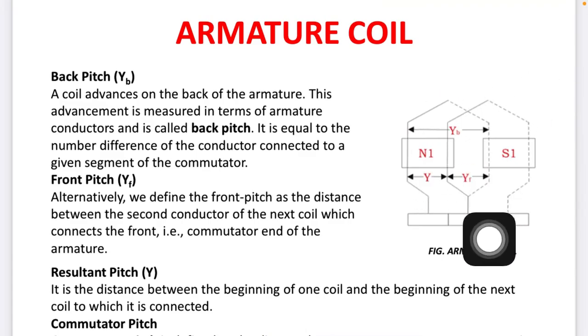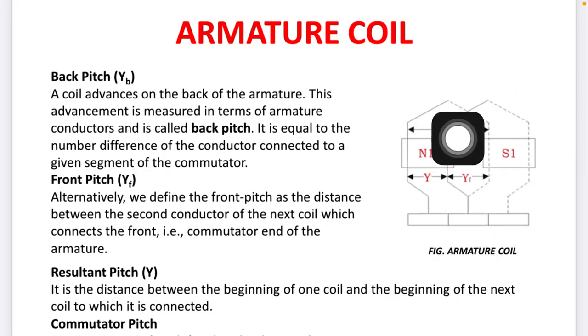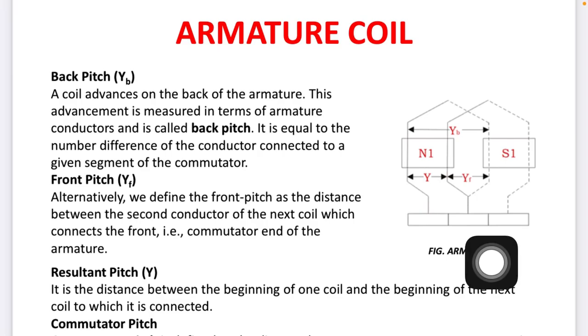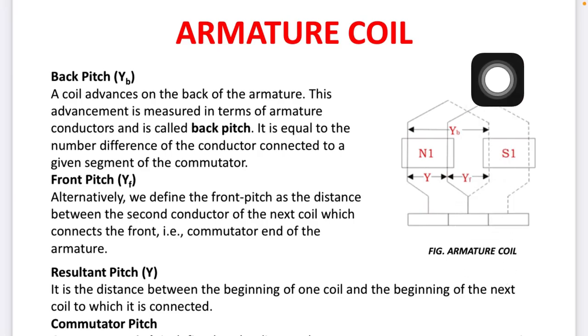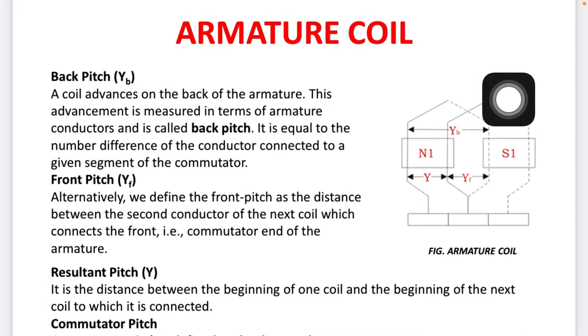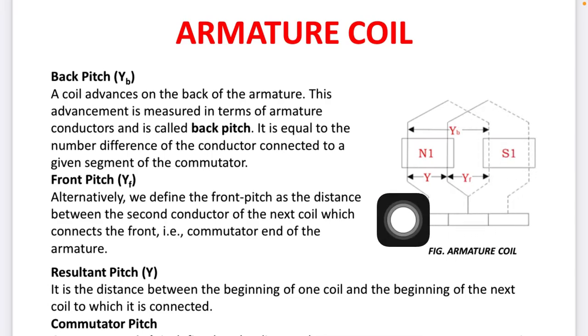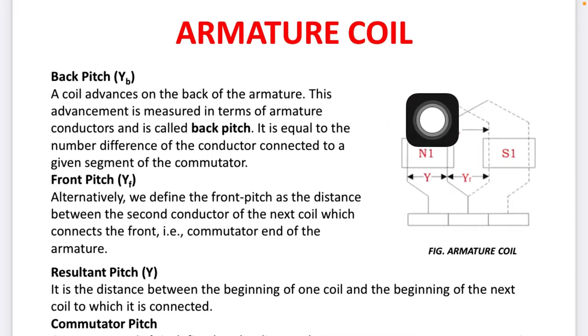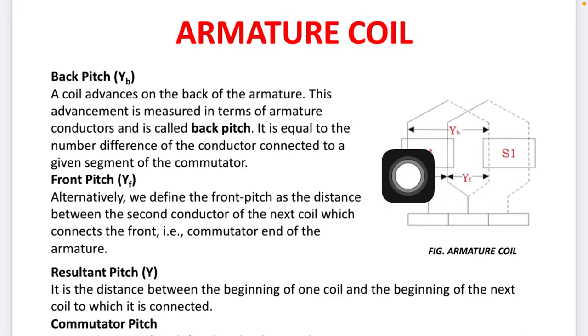Now here I give you an example of wave winding or lap winding, right. If it is lap winding, then there is overlapping, which we will discuss in lecture 4. So here is N1. My coil starts from here and ends over here, the dotted line. Between the start and the end, the distance is called YB, the back pitch, right.